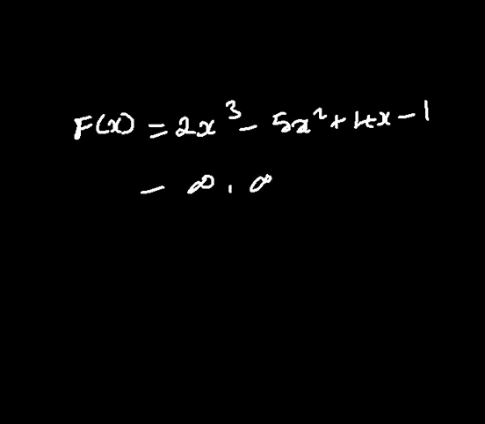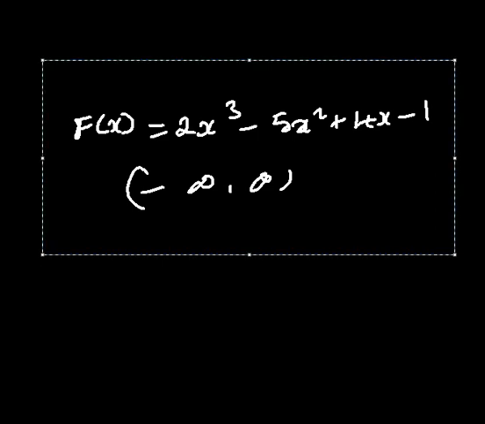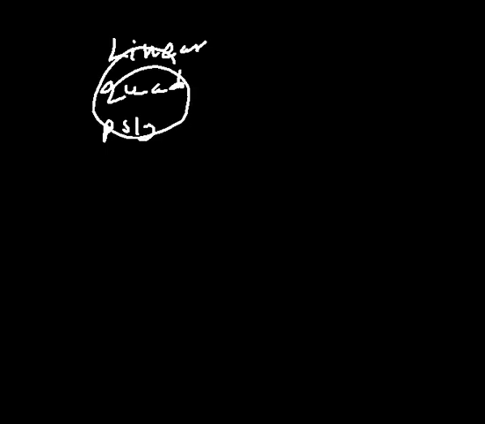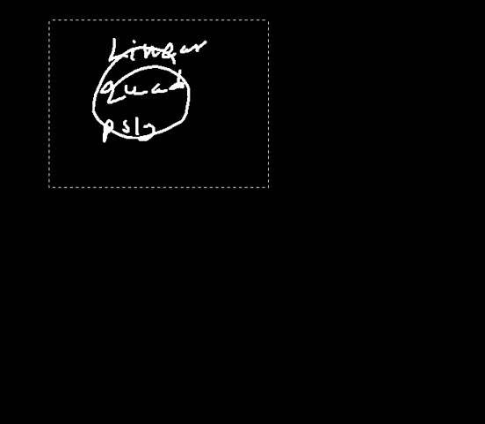Let's say we have the function 2x cubed minus 5x squared plus 4x minus 1. The domain of the function ranges from negative infinity to positive infinity. And sometimes, the linear functions, quadratic functions, and polynomial functions are regarded as open functions, since they accept all real values as their inputs. So keep that in mind.